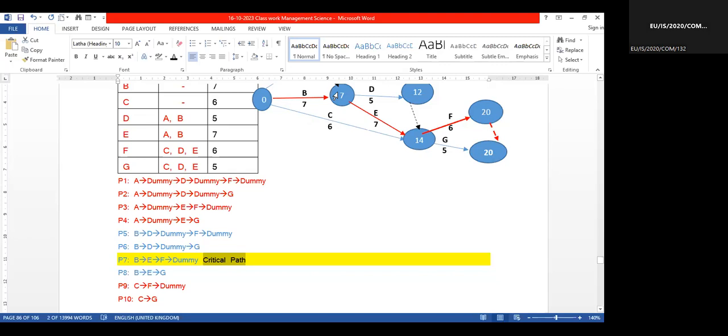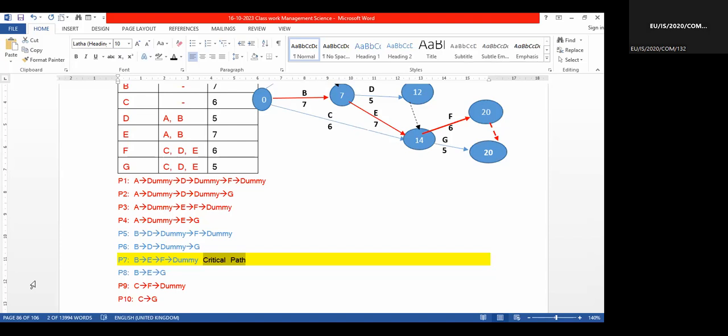We don't need to worry about the dummy. B, E, and F, right? These are the critical activities. The activities that belong to the critical path are called critical activities. So in this diagram, the critical activities are B, E, F. The critical path is path 7. The name of the path is D, E, F, dummy path.